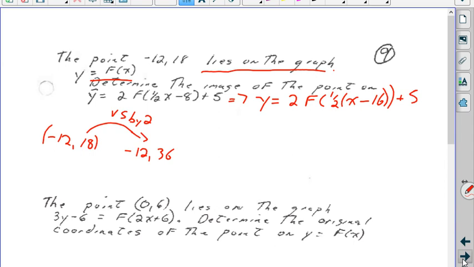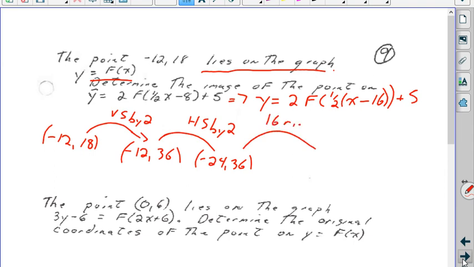What's the next one you have to do now, Rory? Horizontal stretch. By? 2. Horizontally stretch it by 2. So that means we're multiplying the x coordinate by 2. So we have -24/36. And then we can do the moves at the same time. We're going to go 16 right, 5 up. So 16 right with -24 is -8. 5 up is 41.